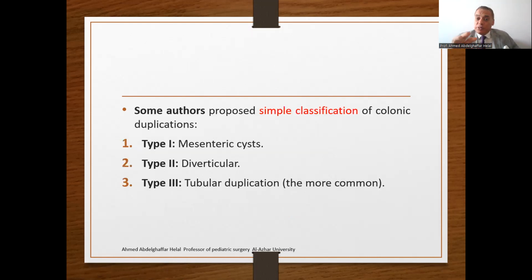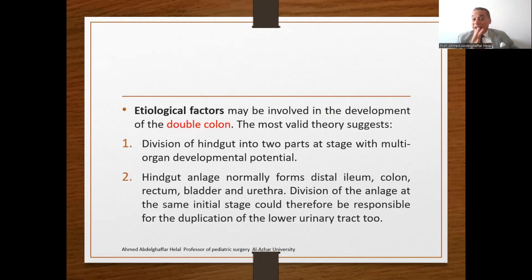Some authors propose a simple classification of colonic duplication as type 1, type 2, and type 3. Type 1 is a mesenteric cyst, just a cyst. Type 2 is the diverticulum. Type 3 is a tubular duplication, which is actually the more common type.